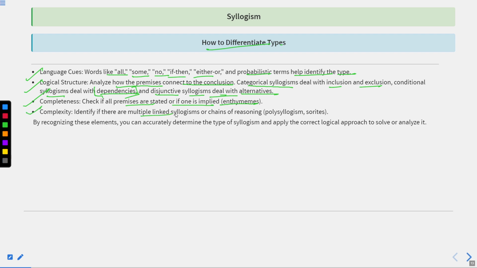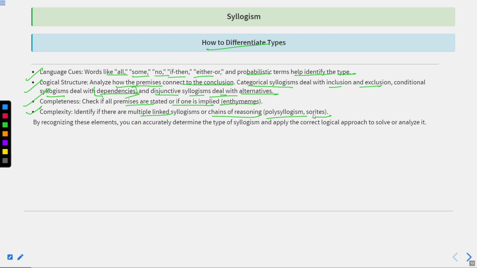Then complexities: identify if there are multiple link syllogisms or a chain of syllogisms. Now, when there is a question, there will not be a clear mention that this is a categorical syllogism or this is a polysyllogism. No, it is not like that. You will get questions that will be an amalgamation of all these different types of syllogism. But since you are aware that this particular syllogism is talking about this and that particular syllogism is talking about a different perspective, you will be able to solve those questions with a correct approach.